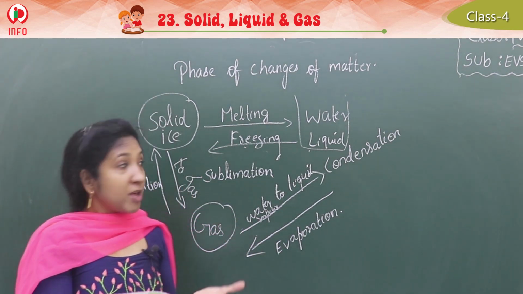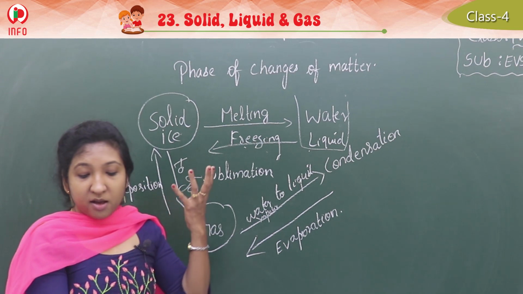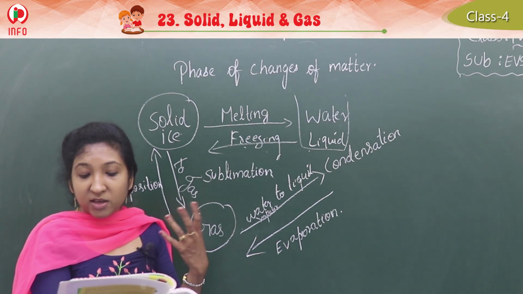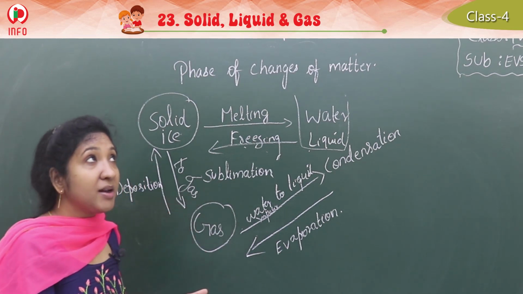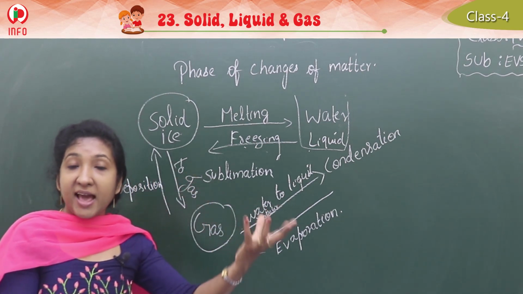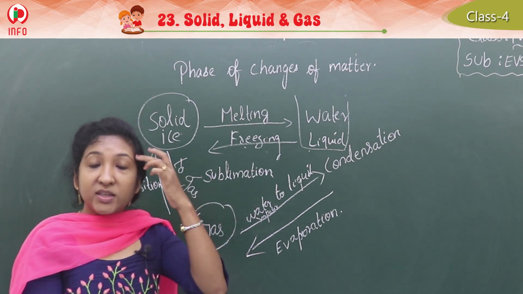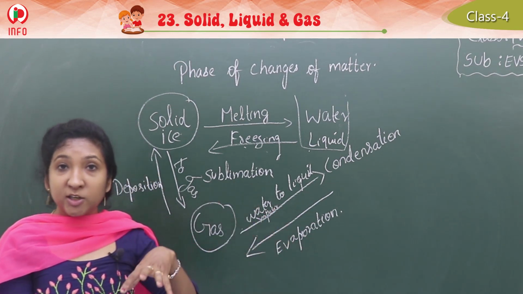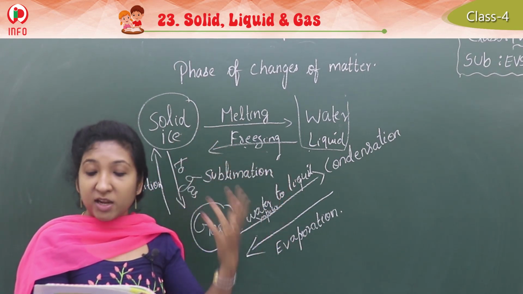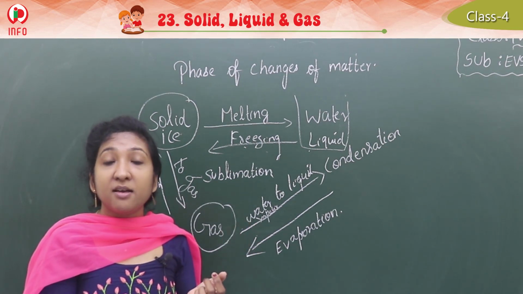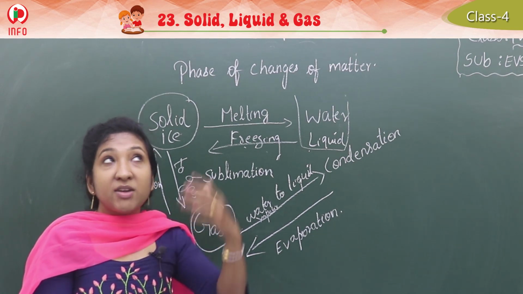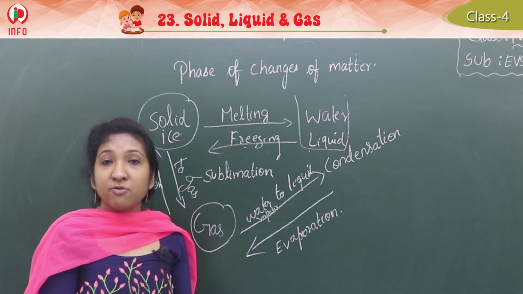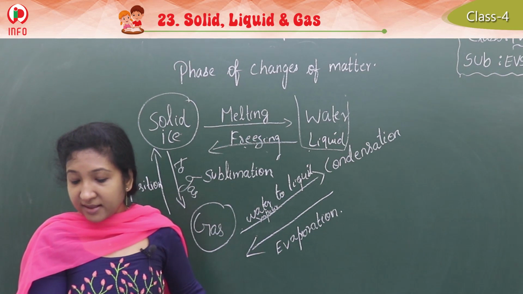So evaporation you can see here, isn't it? It is a process by which liquid is changing into gas. Real life examples of liquid to gas formation: when we sweat, sweating is an example of evaporation. From liquid directly it changes into gas, that is evaporation. When we dry clothes under the sun, wet clothes are in liquid form, but under the sun they become dry. So it is a real life example of evaporation, liquid to gas.